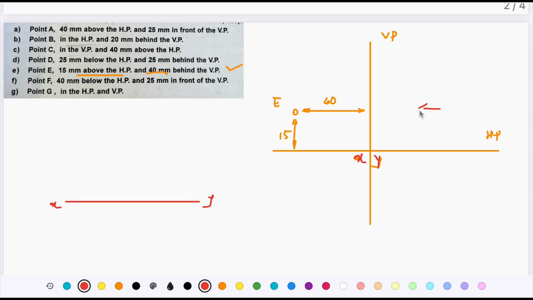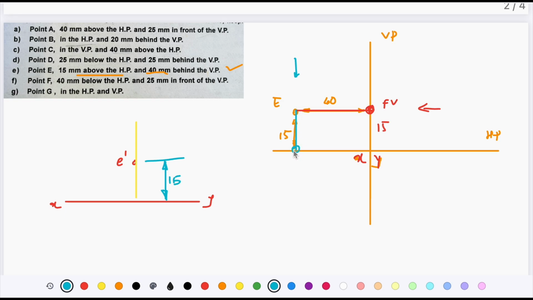So for front view, it will be projected over here. This is going to be a front view, distance above XY 15. So this is E dash. The distance from XY line is 15.